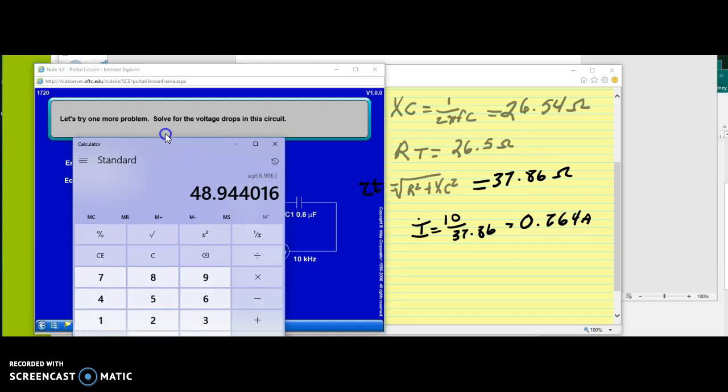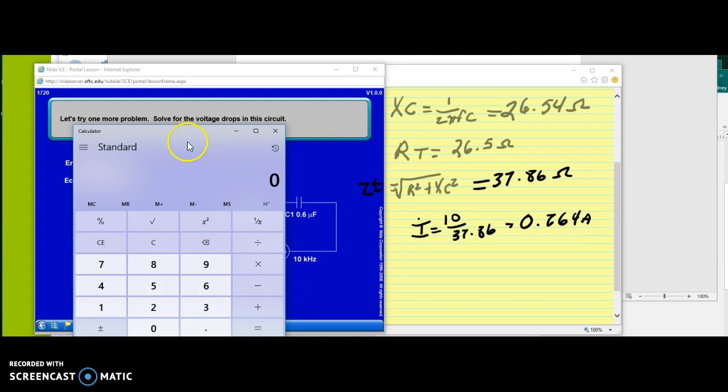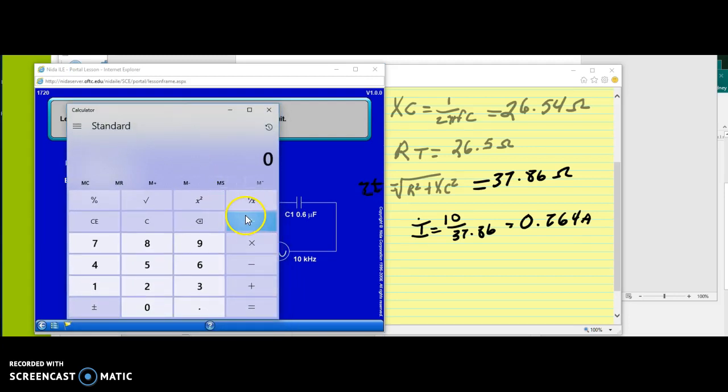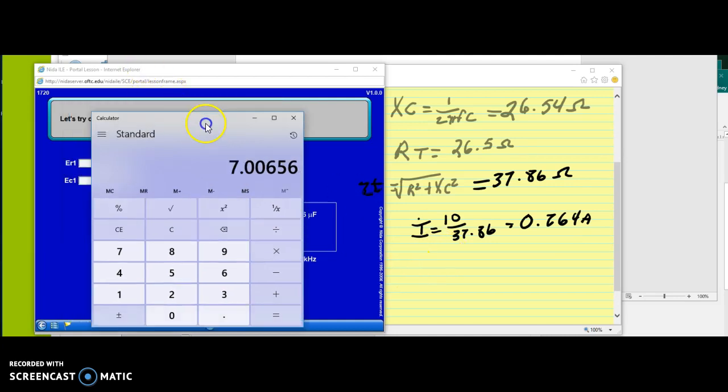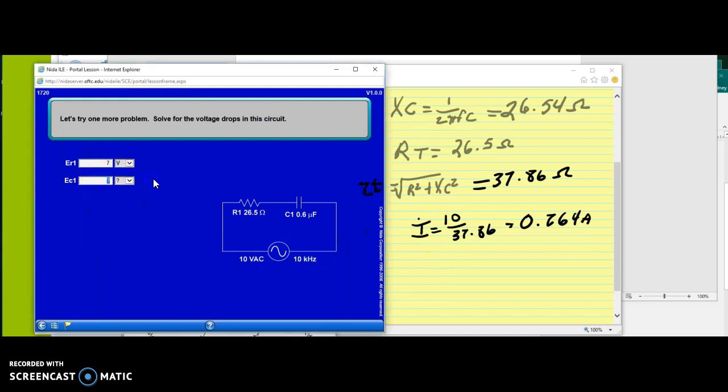And we'll do the same thing for here. And then we have to take the XC, which is 26.54 times 0.264 equals, and again, 7 volts. That shouldn't have surprised us because our XC and our R are the same, so if we apply the same formula to both, we're going to get the same results.